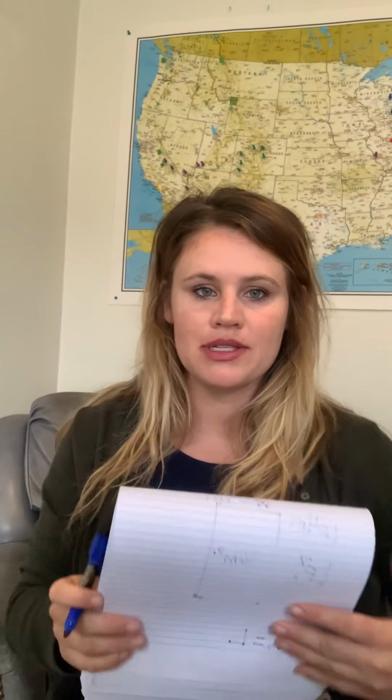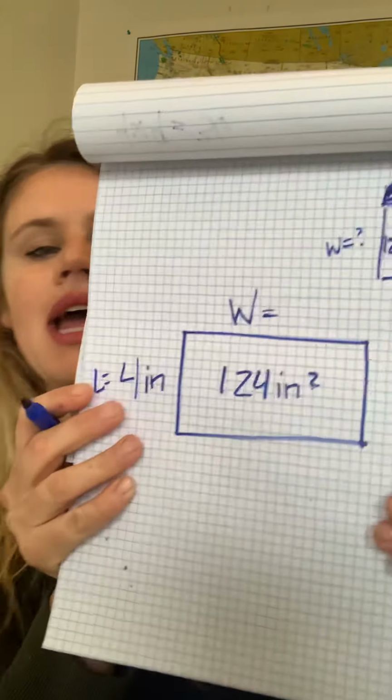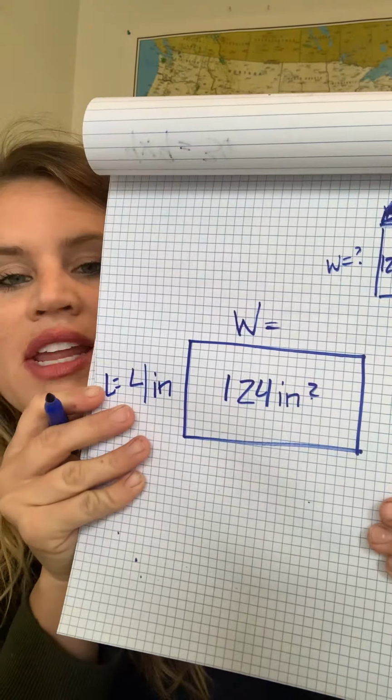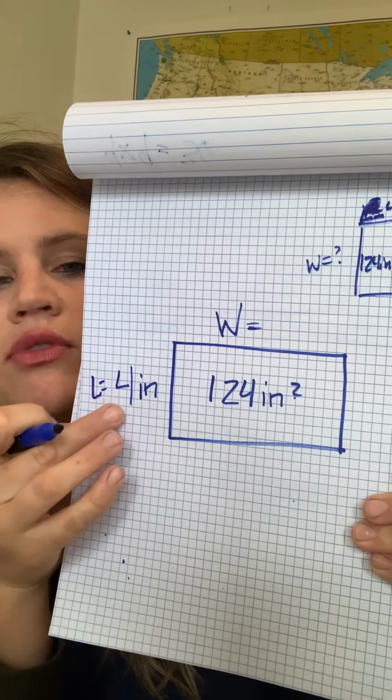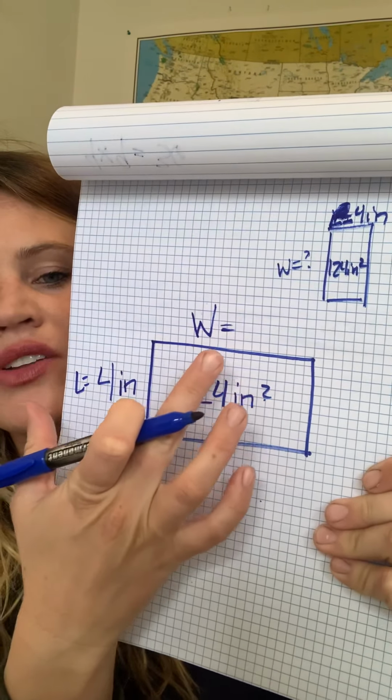It does get a little bit harder. I'm going to show you an example of how it can be harder, because we get into larger numbers sometimes. So a lot of the time you'll have to be dividing. Look at this one. Now our area is 124 inches squared and our length is 4 inches. We have to find the width.